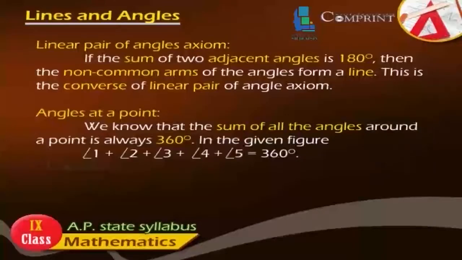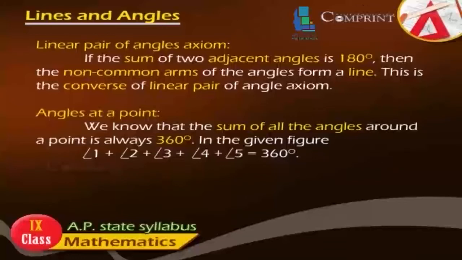Linear pair of angles axiom. If the sum of two adjacent angles is 180 degrees, then the non-common arms of the angles form a line. This is the converse of the linear pair of angles axiom.